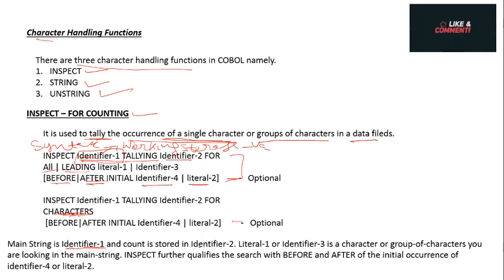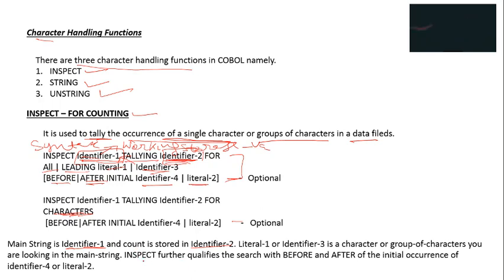Identifier-1 is the main string in which you are going to count the character or group of characters. The count is stored in identifier-2. After TALLYING, whatever variable is there will store the count of the characters. Literal-1 or literal-3 is a character or group of characters you are looking for in the main string. So literal-1 or literal-3 are the characters which you are going to check in identifier-1, meaning how many times these characters came into identifier-1.